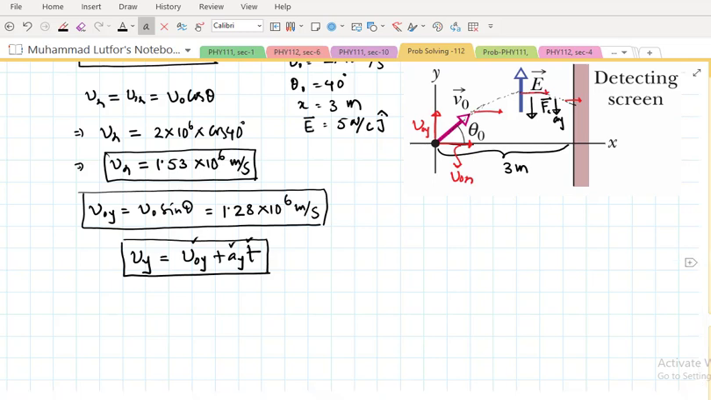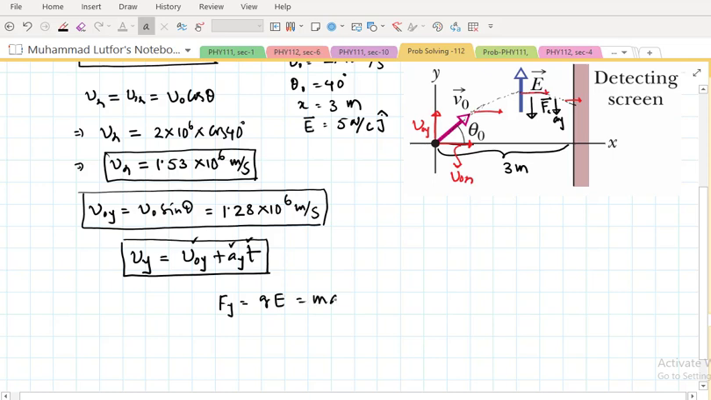Since the force on the electron is actually vertically downward, we can write that Fy, the force on the electron, is Q into E. That equals Ma, using Newton's second law, F equal to Ma. From there we find that the acceleration of the electron would be Q into E divided by M.